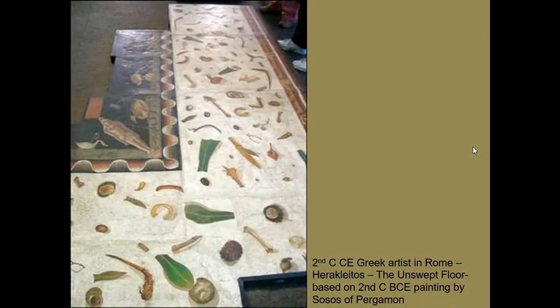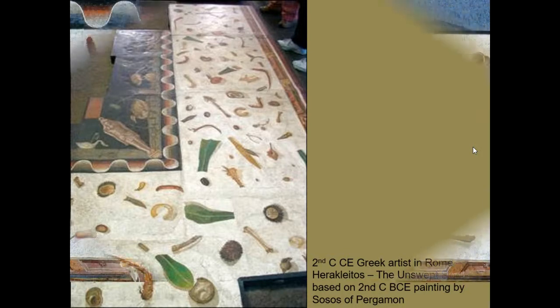There's also some interesting floor mosaics throughout the Roman Empire at this point. These include this rather remarkable one, probably made by a Greek artist working in Rome. This is called the Unswept. This is a mosaic which creates the illusion of objects, bones, leaves, all kinds of other things that might have fallen onto the floor of a banquet room, some of which are even throwing shadows.